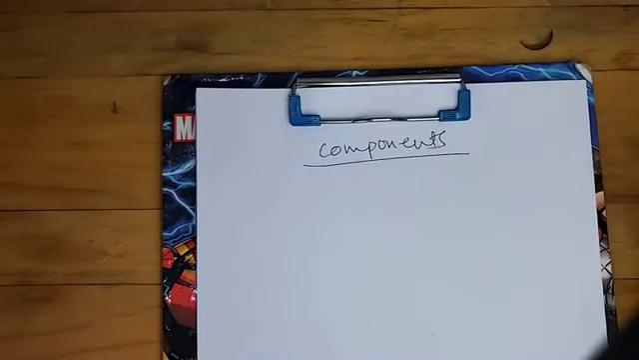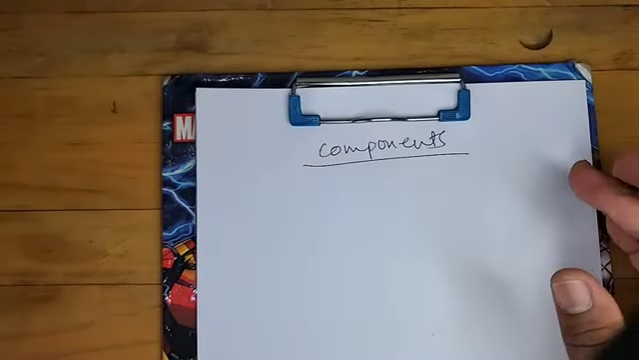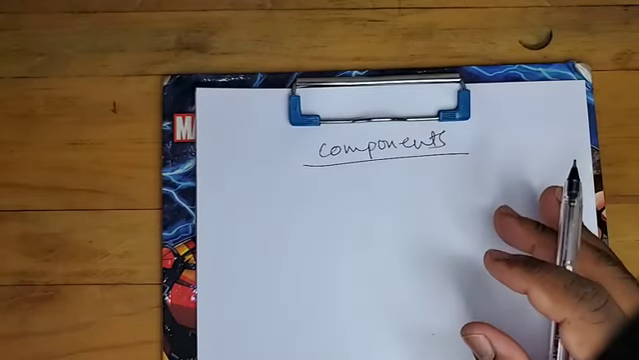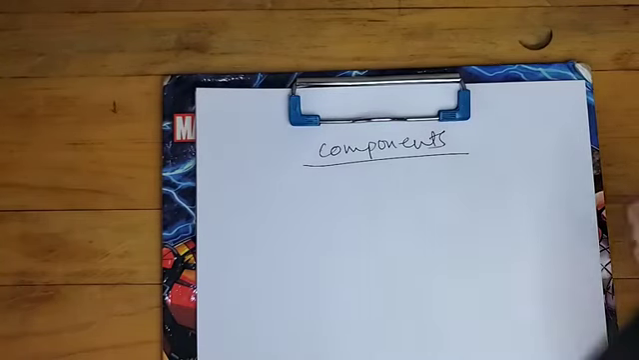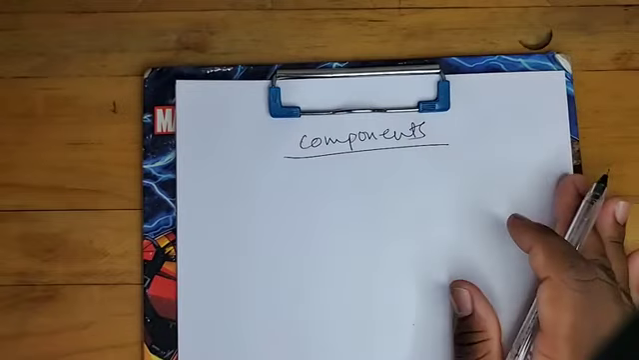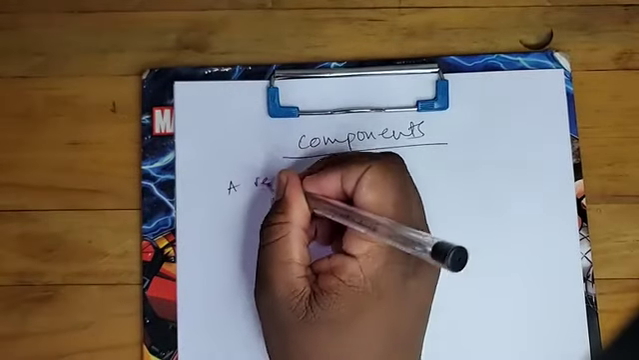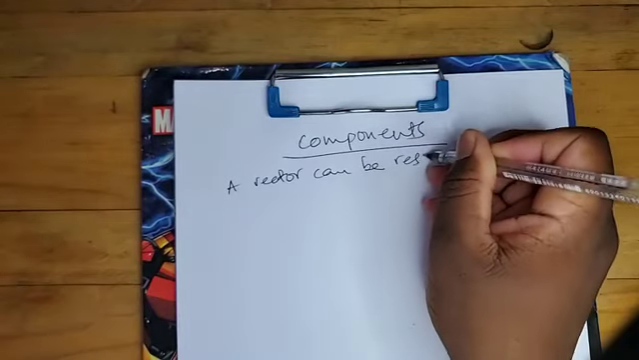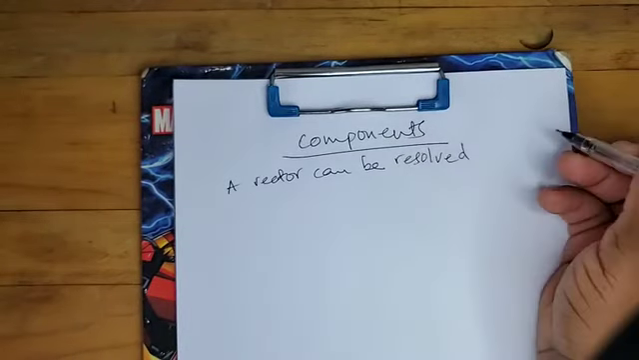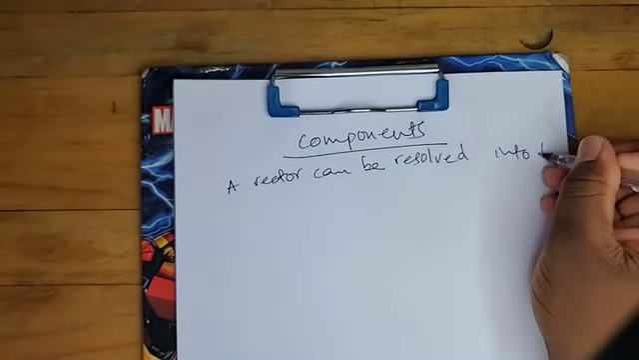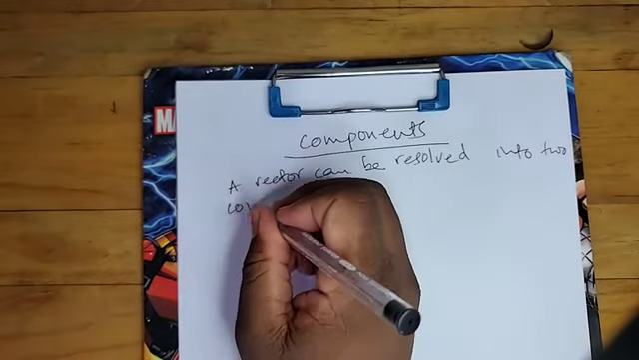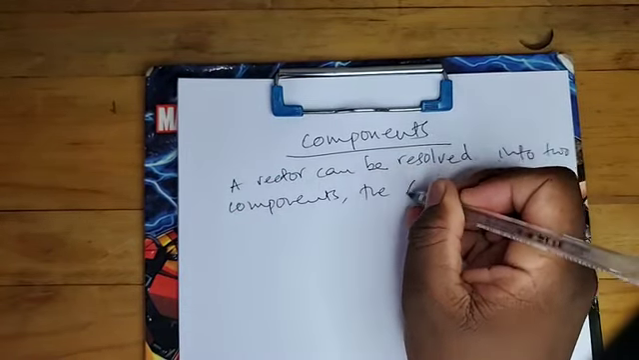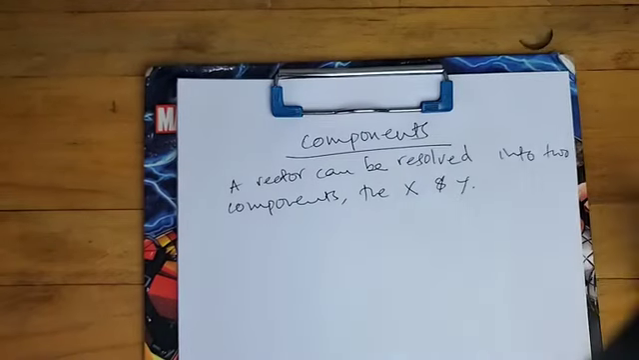So the next part is us looking at components. I need you guys to pay attention to what we're going to start to talk about, because the moment you miss this, it will be very rough. So components. A vector can be resolved into two components, the x and the y.